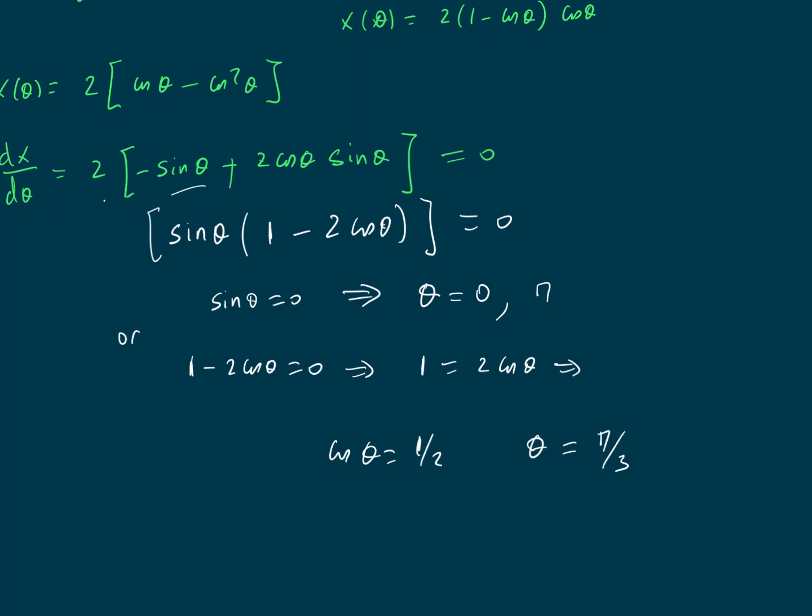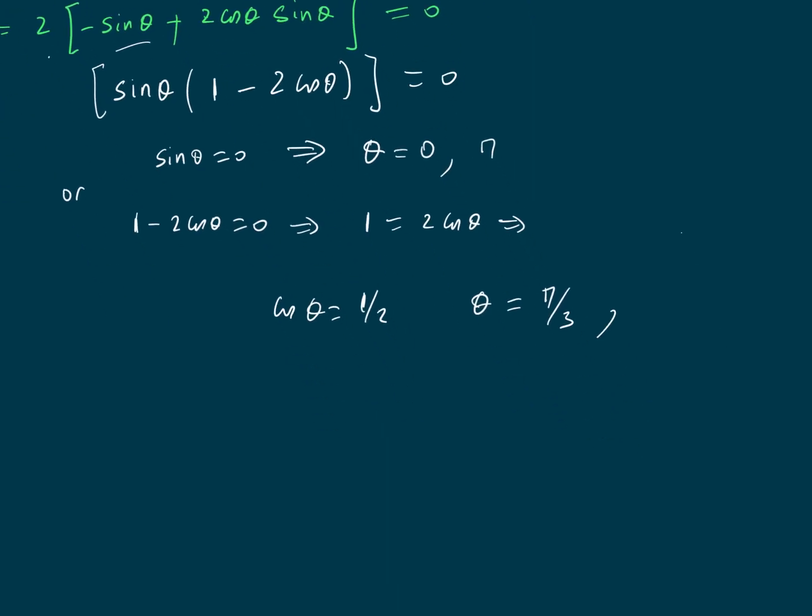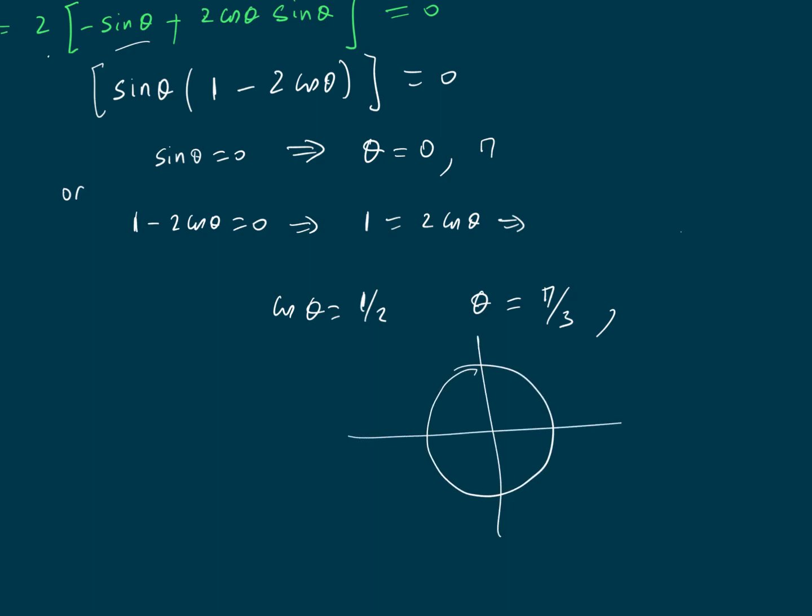Pi divided by 3, or cosine 1/2 positive is in the 4 quadrants. So this is pi divided by 3, which is 60 degrees. This is the angle where the cosine is 1/2, and this is the other angle. So this is also 2 pi minus pi divided by 3. This is the other angle.